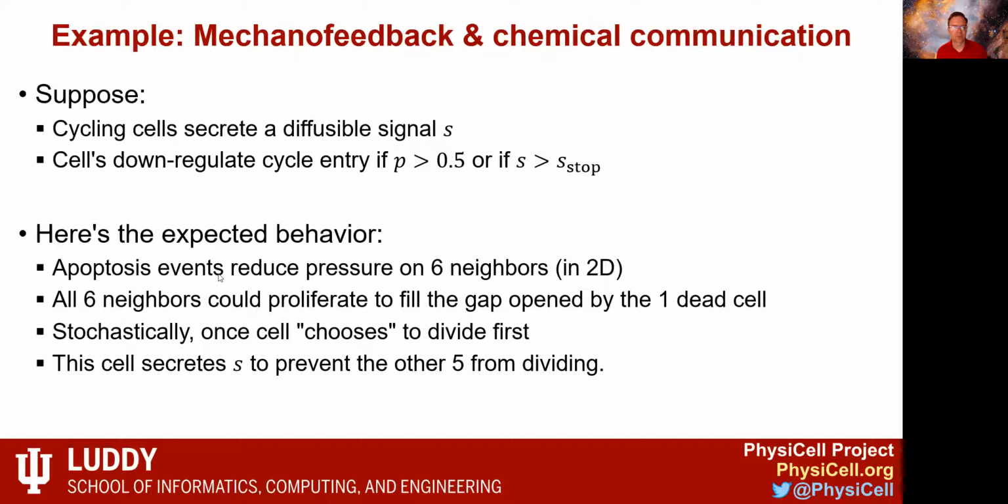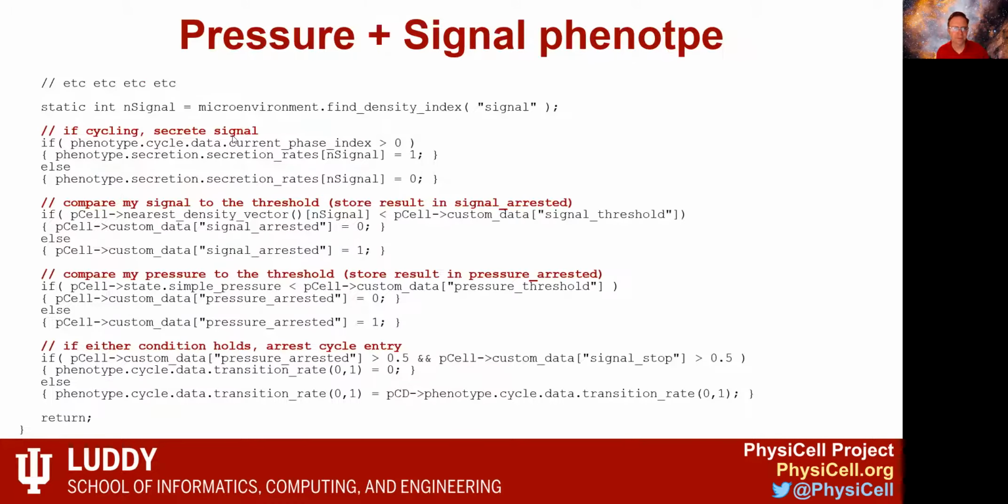So here's the behavior I would expect here: say you have a confluent tissue, an apoptosis event would temporarily relieve the pressure on the 6 neighbors. All 6 of those neighbors want to proliferate to fill that gap, but this is a stochastic model, which means that one of them stochastically is going to enter that cycle first, and that cell will secrete this chemical signal that diffuses out into the domain and tells the other 5 cells, don't bother, I'm on the job, don't proliferate, and then they'll go back into an arrested state. So let's see what happens if we build this kind of a rule. Here I'm going to query my microenvironment to say, where is my diffusing signal? And I'm going to store that index statically as end signal.